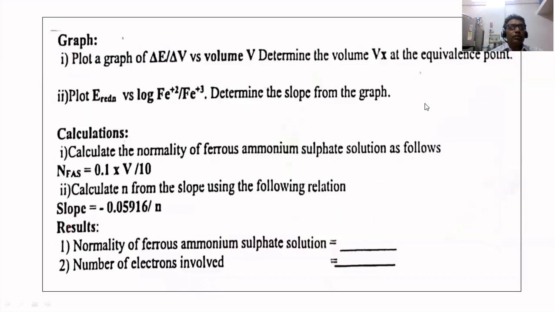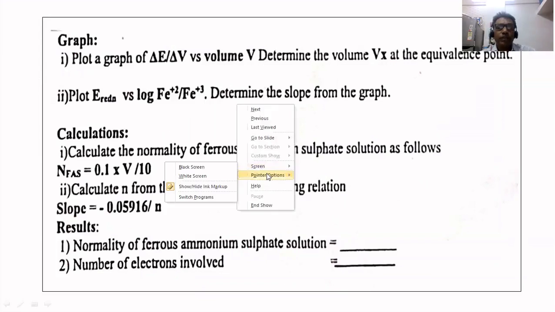See now, the graph. Plot a graph of delta E upon delta V versus volume V. Determine the volume Vx at the equivalence point. According to this, we have to determine the volume Vx at the equivalence point.